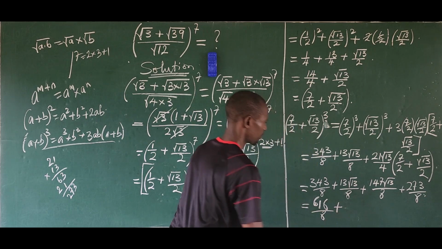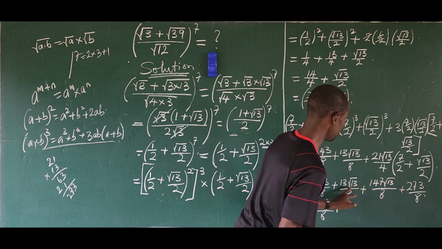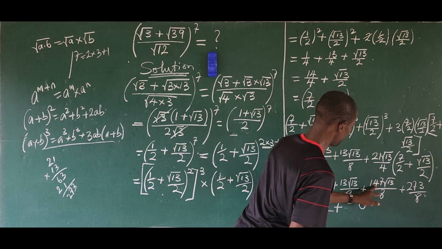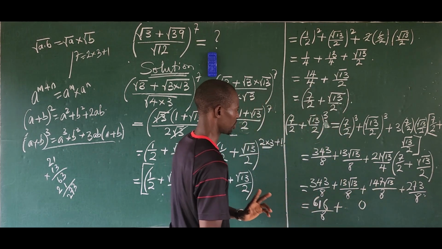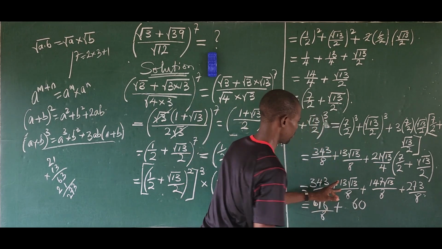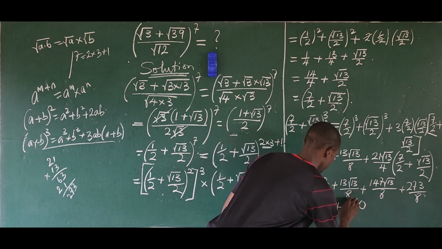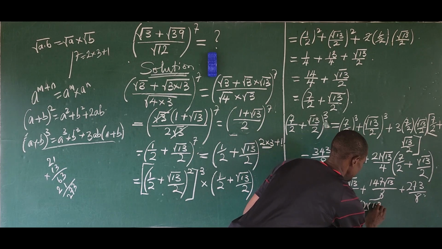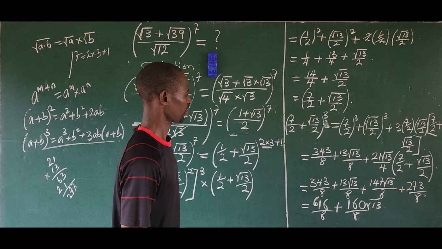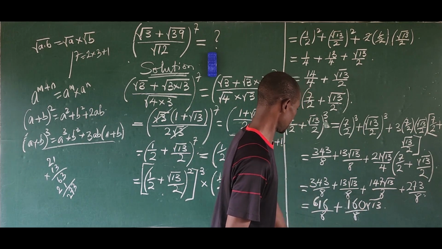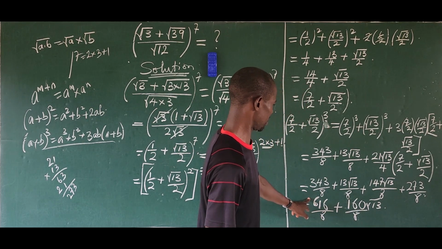Then plus. So here we have 3 plus 7 will give us 0. Then 1 plus 4 will give us 5, plus the 1 you carry will give us 6. Then we have 160 all over 8, root 13. Okay, so we can simplify it down, right? 8 can go into this, then 8 can equally go into this.